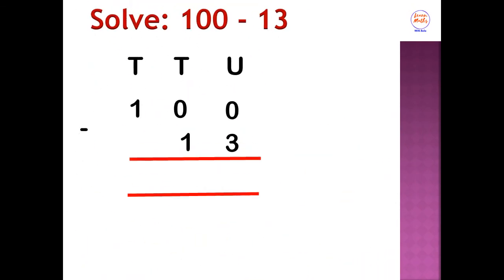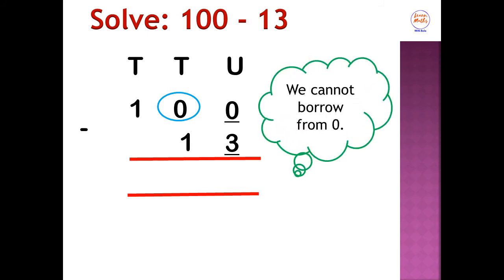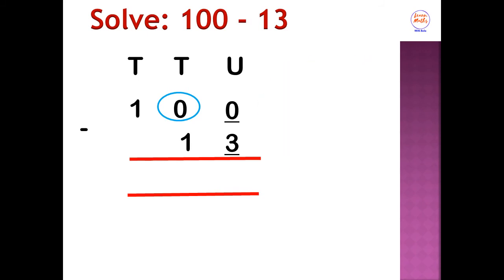So we have 100 minus 13. Wow. The same procedure. Everything is the same. We cannot remove 3 from 0. And on the tens part, we also have 0. You know, we can't borrow from 0. So we are going to do what we did the other time. Borrow from 1, which will be left with 0.